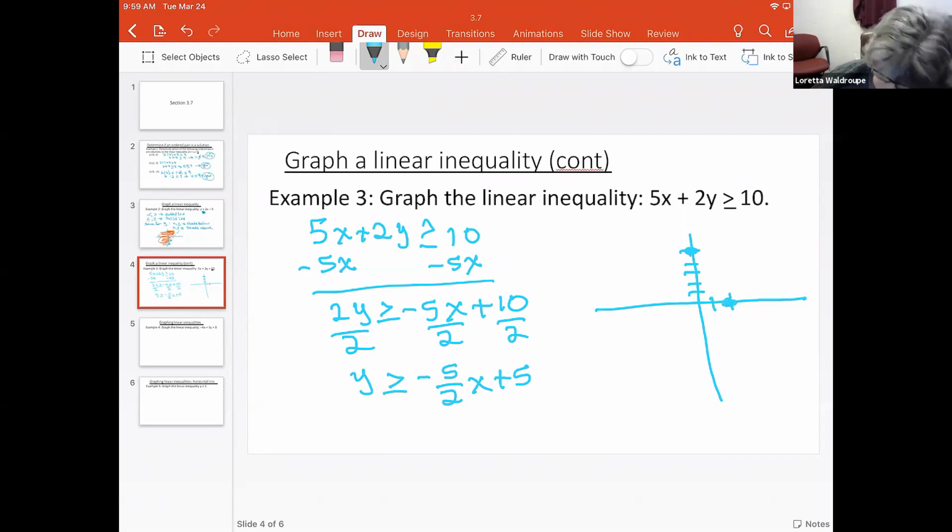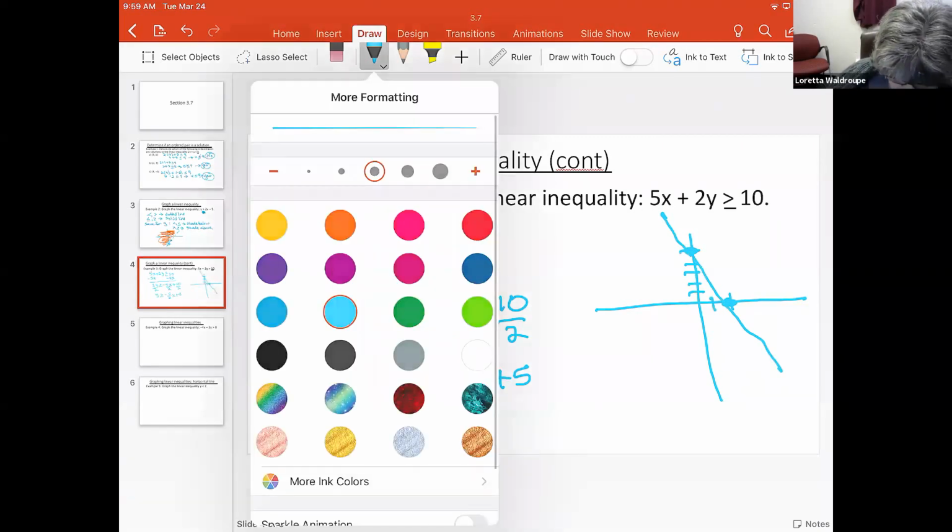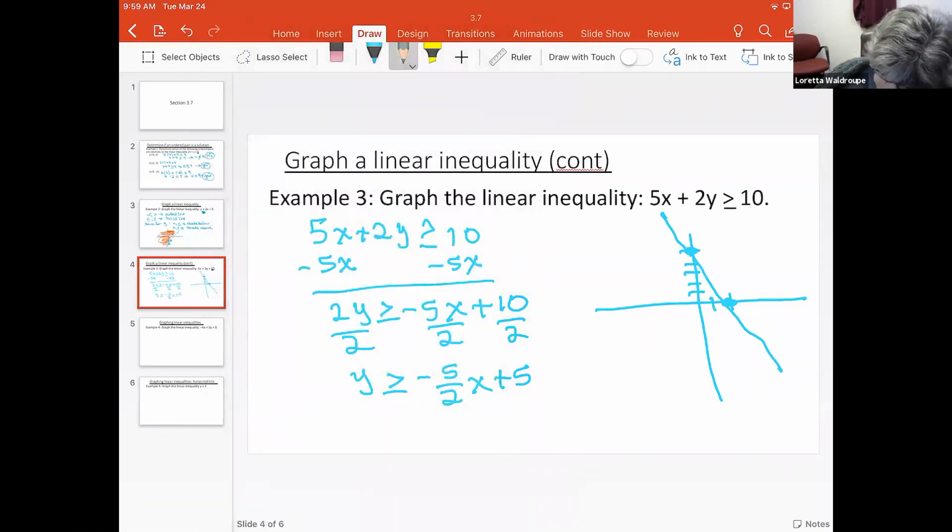It's equal to, so that's a solid line. It's greater than, so I shade above over here on the right.